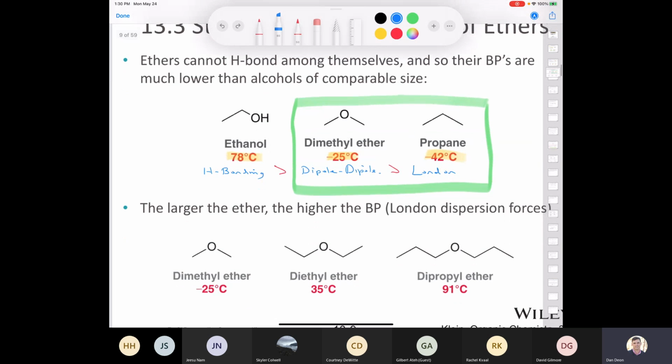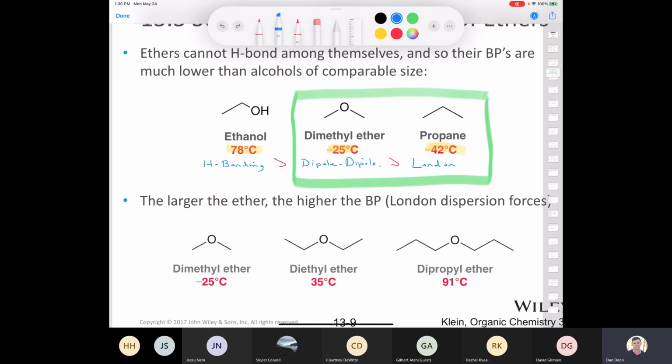All right. Something else, if we compare a group of ethers, here we go from dimethyl to diethyl to dipropyl ether, right? Why are the boiling points increasing? The only thing they experience are London forces, or an instantaneous dipole, or a fleeting dipole moment, whatever you want to call it. They all mean the same thing. But the reason why is because the larger the ether, the more London dispersion forces they're going to feel, right?